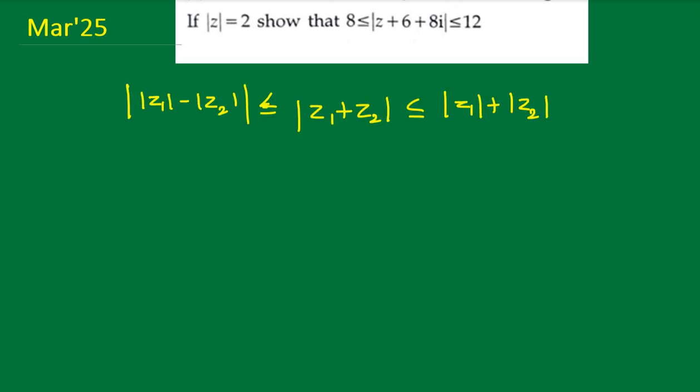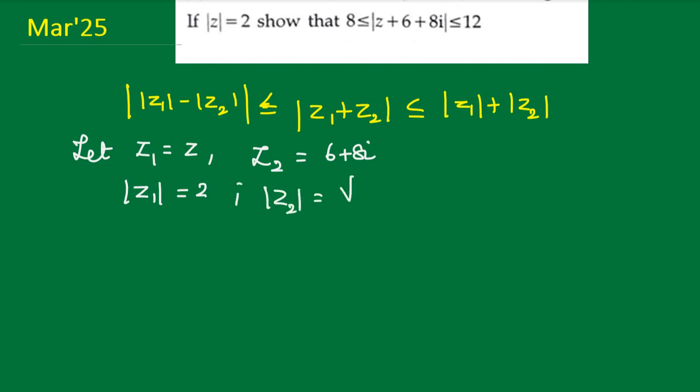We have seen a similar type of question. We are going to use the formula, property here, whole 2. Here we take z1 is equal to z and z2 is equal to 6 plus 8i. Now modulus of z1, given in the question, modulus of z is equal to 2. Therefore, modulus of z1 is equal to 2. Modulus of z2 is equal to root of 6 square plus 8 square, which is equal to root of 36 plus 64, which is equal to root of 100 is equal to 10.